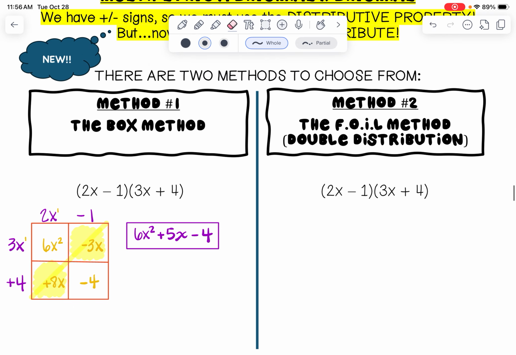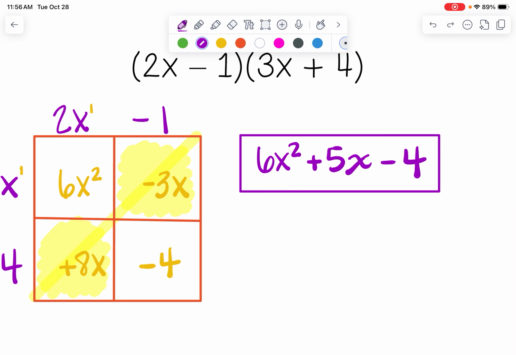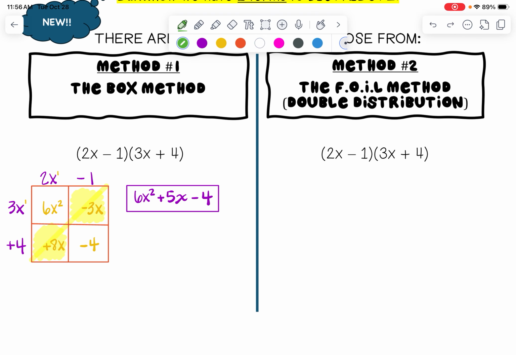And we haven't talked about this quite yet, but we always want our highest power first, then our second highest power, which is 1, and then our constants should always be at the back. So we definitely want it in this order, okay? If you put it in a different order, I'm not going to count it wrong, but it's going to make your life a lot harder later on because you'll have to fix it, okay? All right, so that's the box method.